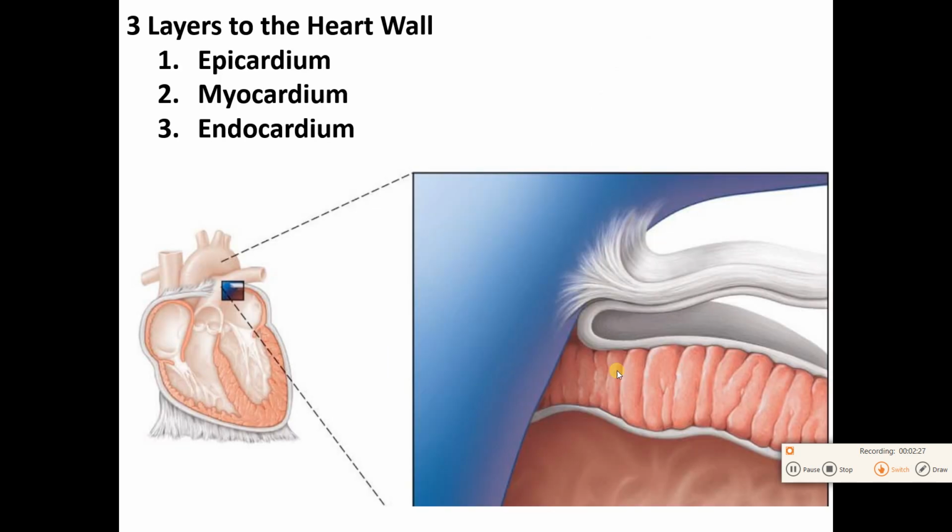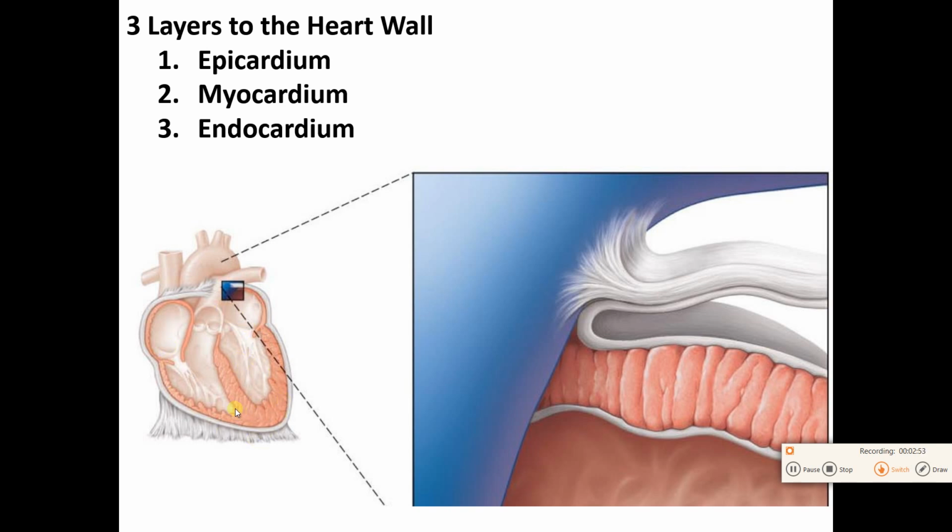All right. Over here we have a heart. Notice how the heart has a right atrium, receiving chamber for the systemic circuit. Right ventricle, pumping chamber for the pulmonary circuit. Left atrium, receiving chamber for the pulmonary circuit. Left ventricle, pumping chamber for the systemic circuit. Those are our 4 chambers.